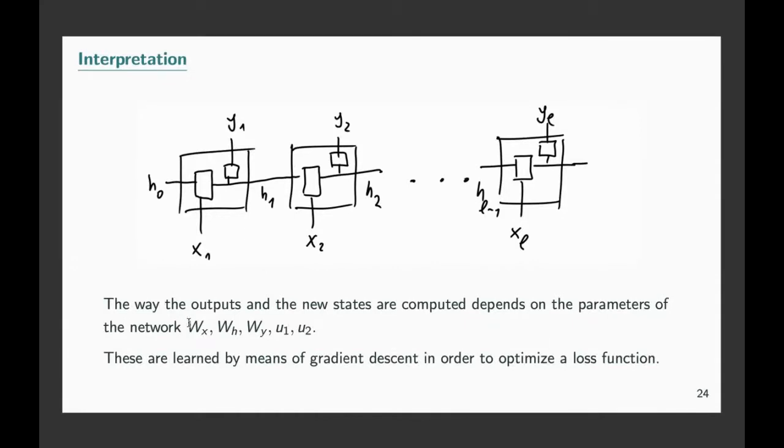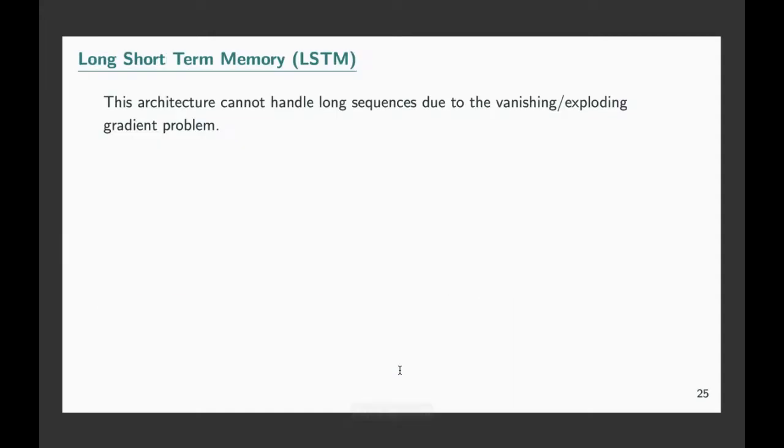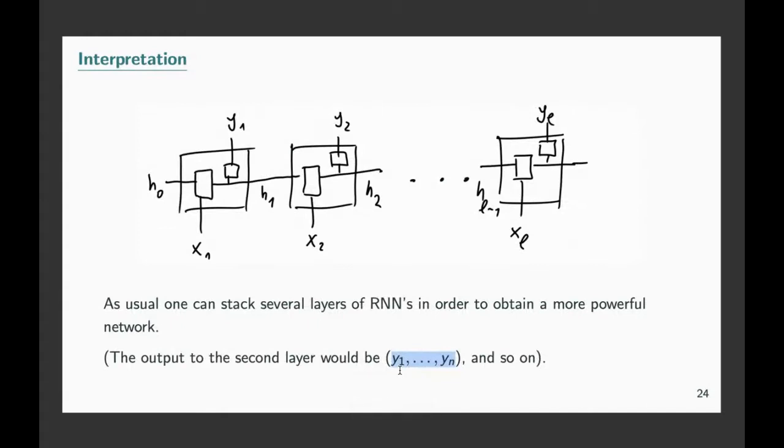And of course, whatever you are outputting depends on these matrices and vectors. And what you are going to do is use gradient descent to optimize the parameters in these matrices and vectors so that your computations are giving what you would like. And as before, you can stack several layers of recurrent neural networks to obtain deeper networks. So if the output of the first layer is y1, yn, yeah, so this should say input. The input to the second layer would be y1, yn, where y1, yn is the output of the first layer. This is the idea of recurrent neural networks.